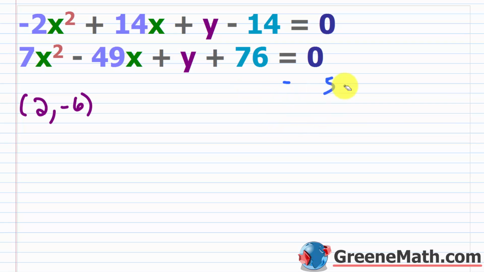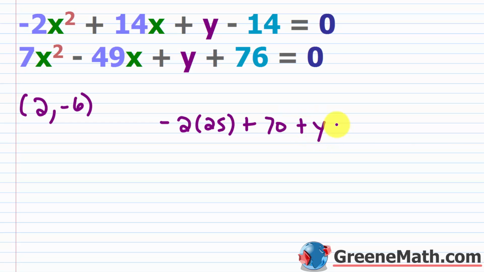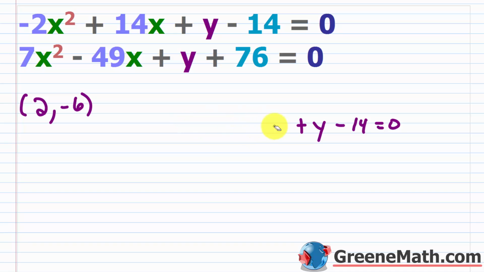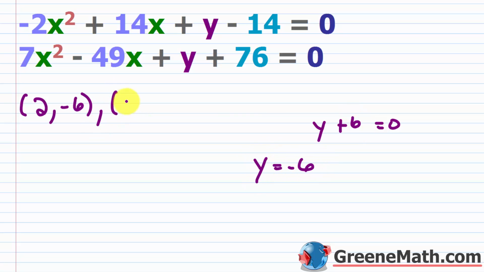So let's erase this and work with 5 now. So if I do negative 2 times 5 squared is 25, plus 14 times 5, which is 70, plus y minus 14 equals 0. Well, I know this is negative 50, right? Negative 2 times 25 is negative 50. Negative 50 plus 70 is 20. And then 20 minus 14 is again 6. So we know that we're going to end up with y is equal to negative 6 again. So the other solution would be 5 comma negative 6.